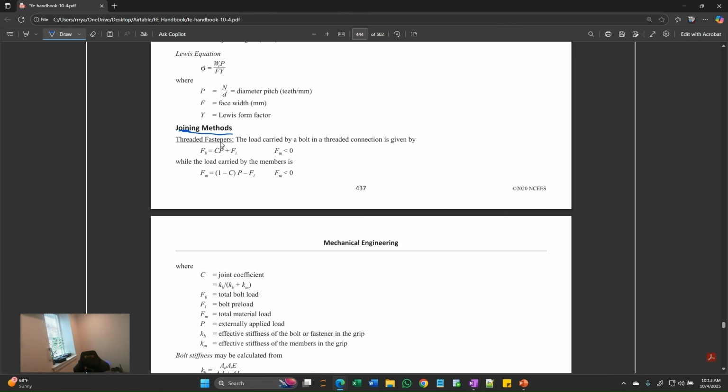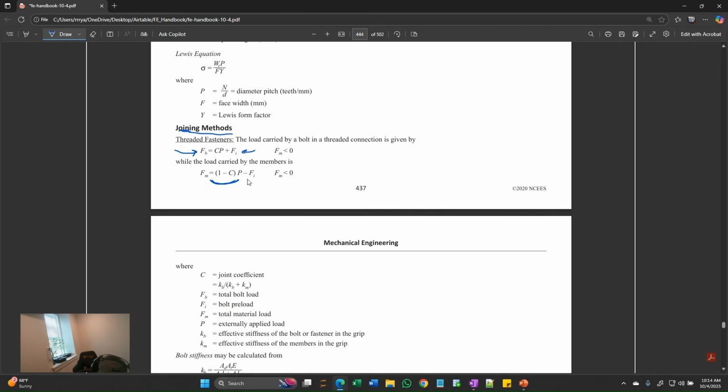You can see that there's mention of joining methods, and that's really what this problem is about, or bolted joints. And for a threaded fastener, you can see that we have that same equation that we just spoke about with the joint coefficient multiplied by the externally applied load. That represents the load that's going to be going into the bolt due to that externally applied load. And we also add the preload. Everything that doesn't go into the bolt is going to be going into the member. That's why you see this complement term over here for the member.